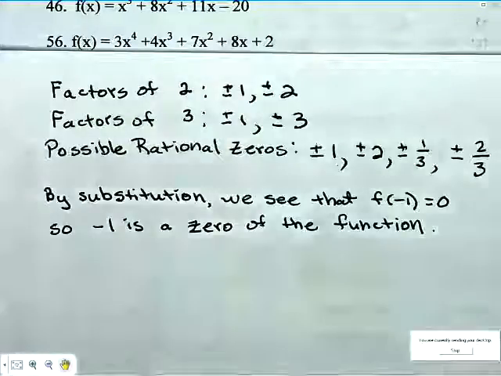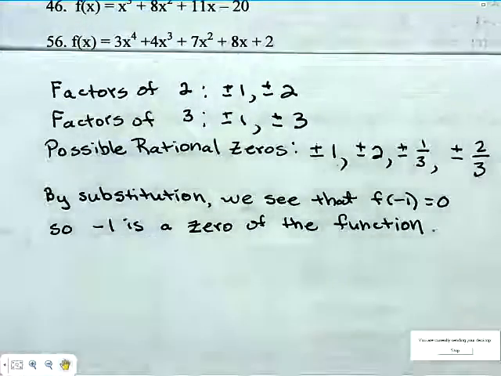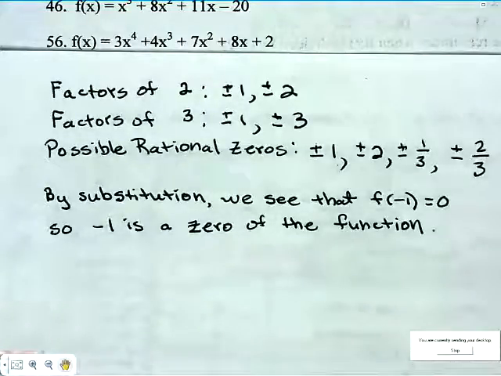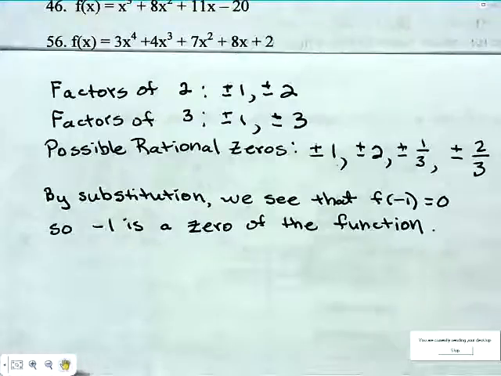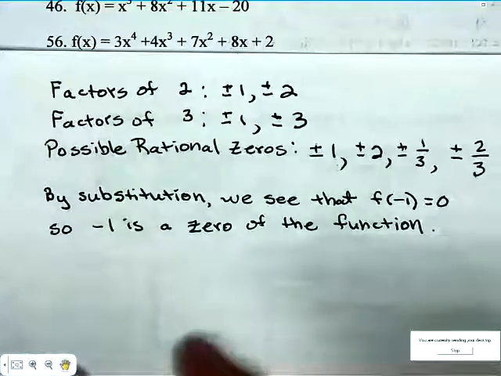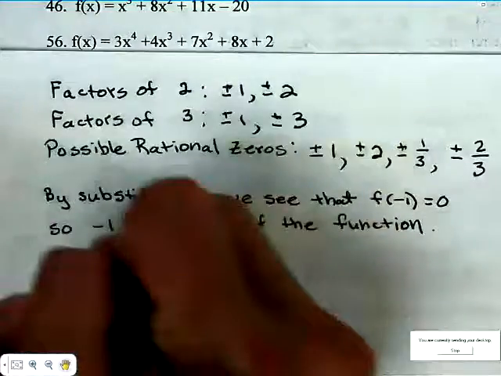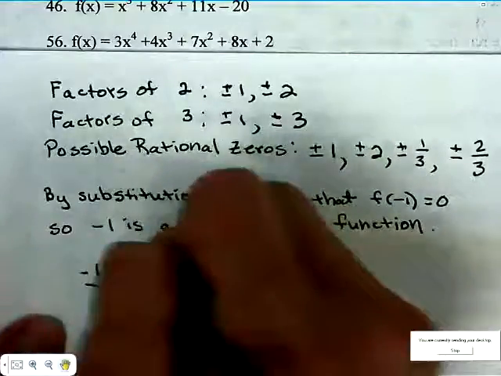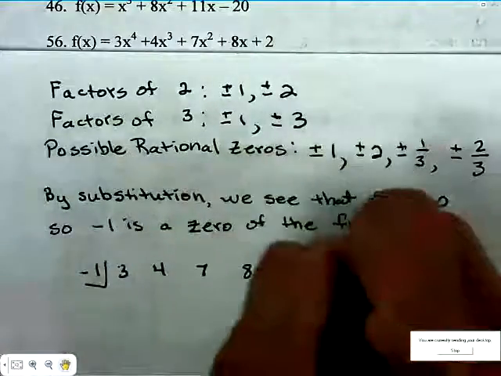You need to associate getting 0 as, hey, I have found a 0 of the function. And then what do I do next? Well, I do synthetic division with -1 in the box and pray that I get what for a remainder? 0, because if I don't, I'm wrong about this. Let's see if we get a 0 remainder. I'm not missing any terms. My coefficients are 3, 4, 7, 8, and 2.